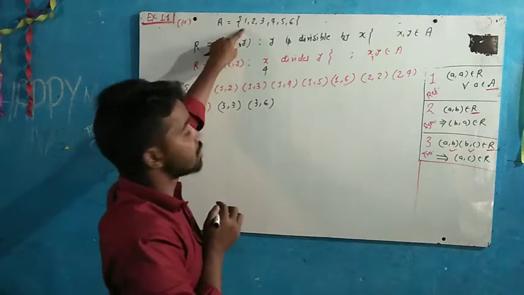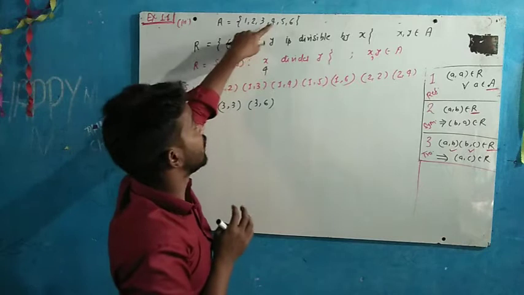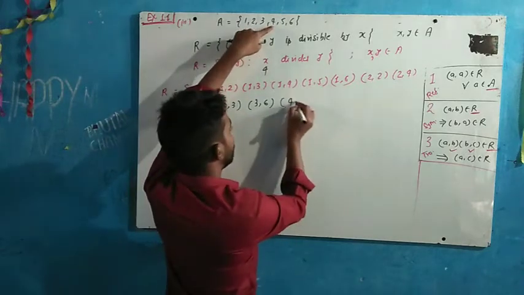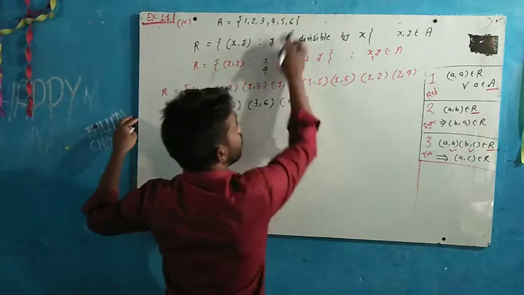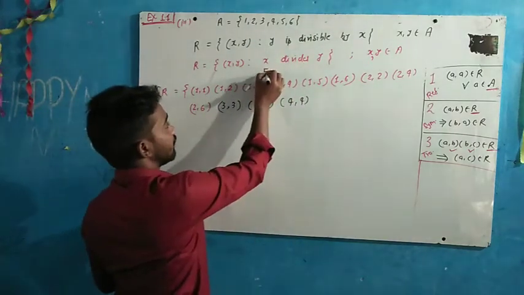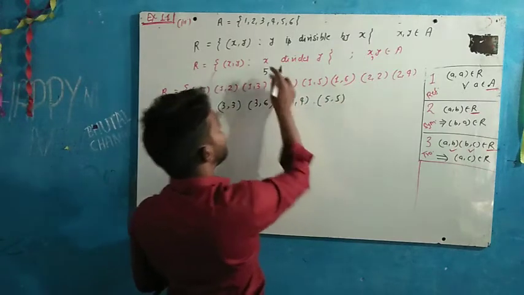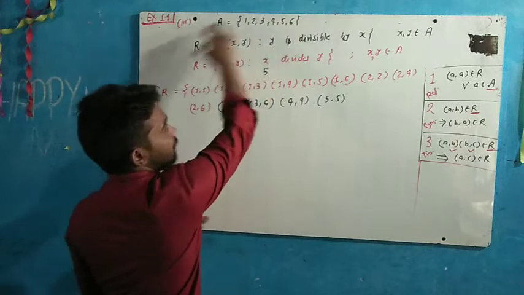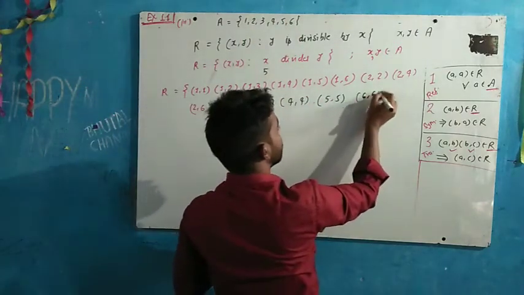Now next X value 4. 4 divides 1? No. 4 divides 2? No. 4 divides 3? No. 4 divides 4? Yes. 4 comma 4. And 4 divides 5? No. 4 divides 6? No. Clear? So next, like that, for the 5 we can get only 5 comma 5. It means 5 divides only 5, and 5 cannot divide any other number. Like that 6 comma 6.